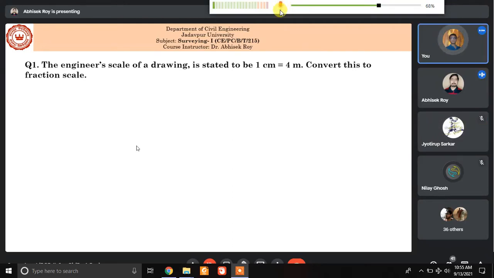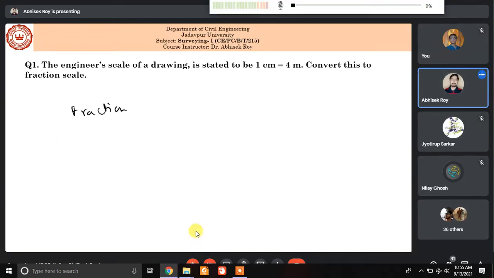Both units should be the same. So you have to convert both the things into similar units. Suppose in the fraction scale, what will happen? In the fraction scale, it will be simple.